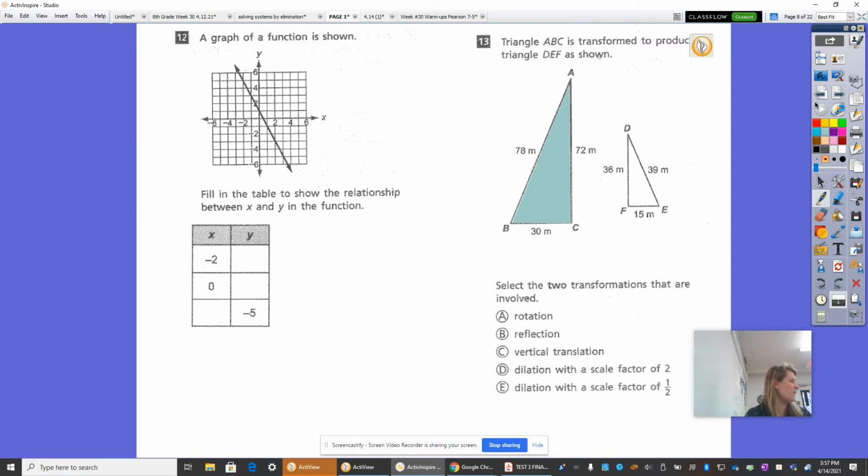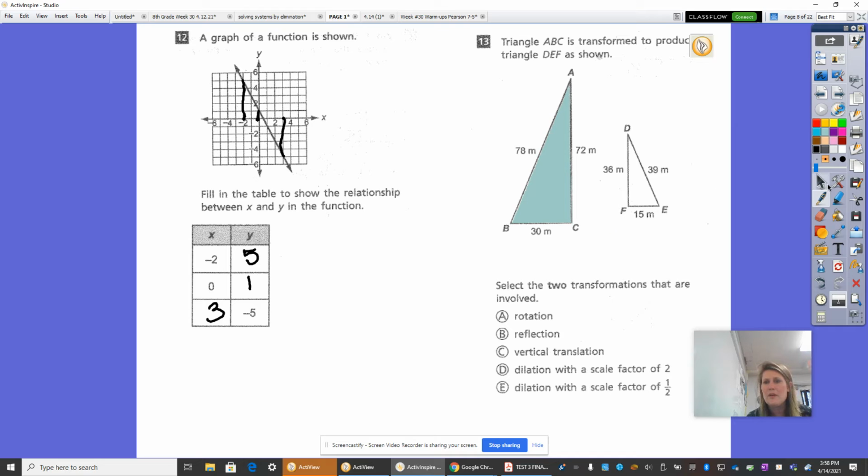Question number 12, we're just going to look at the points here. So it says when x is negative 2. So let's go to when x is negative 2 and go up. That's at 5. When x is at 0, that's at 1. And when y is at negative 5, that is at 3.